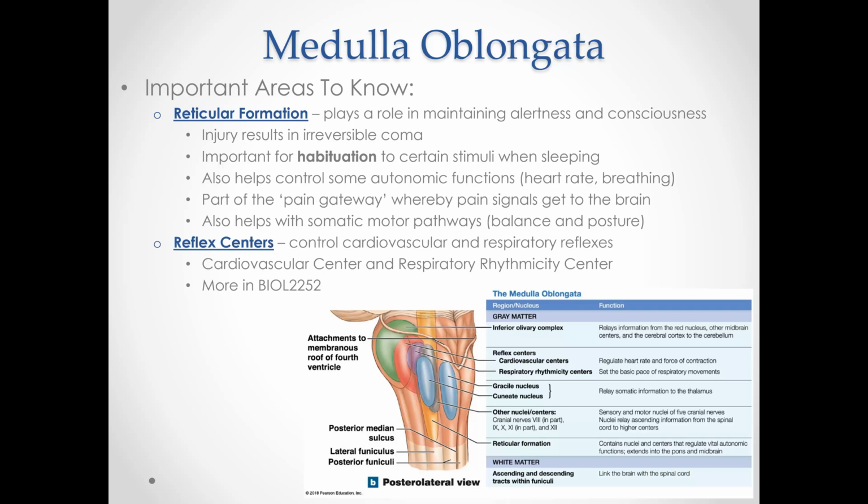Another two key areas of the medulla oblongata are the reflex centers, which are shown here as the red blob and the purple blob. So you've got both a cardiovascular center and a respiratory rhythmicity center. And we're going to go into more detail in these next semester when we get to the cardiovascular and respiratory systems.